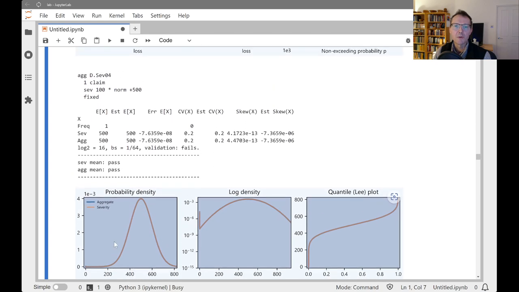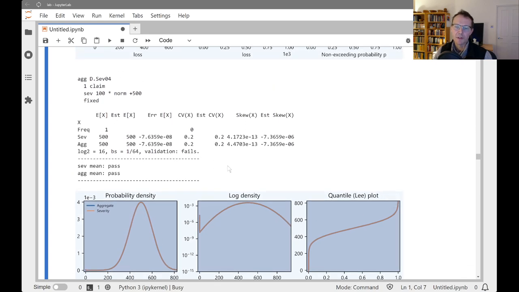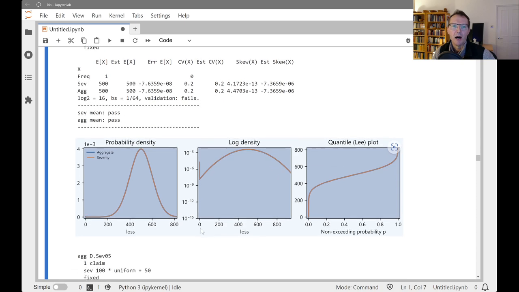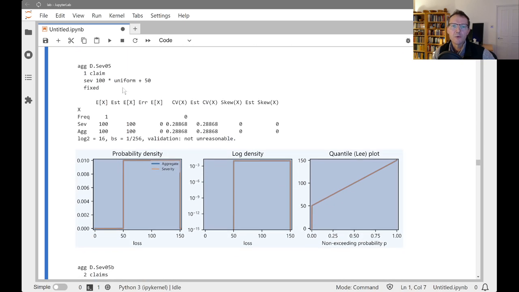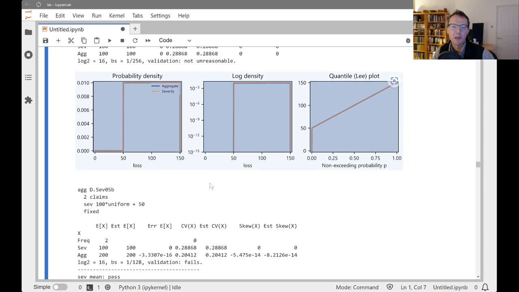Here's our normal distribution. Okay, so the normal distribution obviously has support across the whole real line from minus infinity to infinity. And what we do is any negative values get bucketed into the first bucket. So that's why we've got a bit of a spike up there on the very left-hand side. That's all the negative claims going. They're just being truncated and put to zero. The uniform distribution. So this is 100 times the uniform plus 50. So it starts here at 50 and it goes to 150 and it's uniform in between.